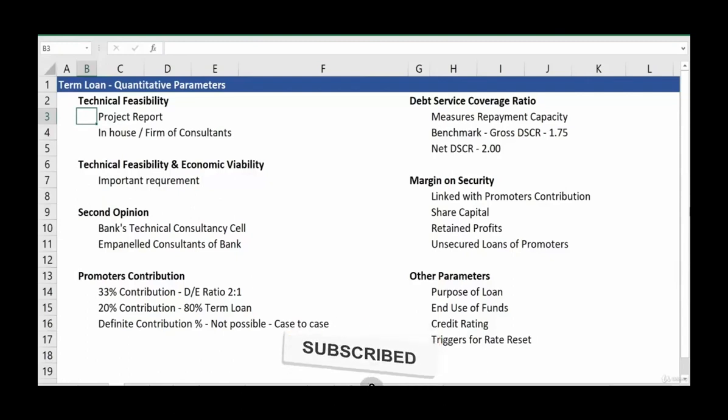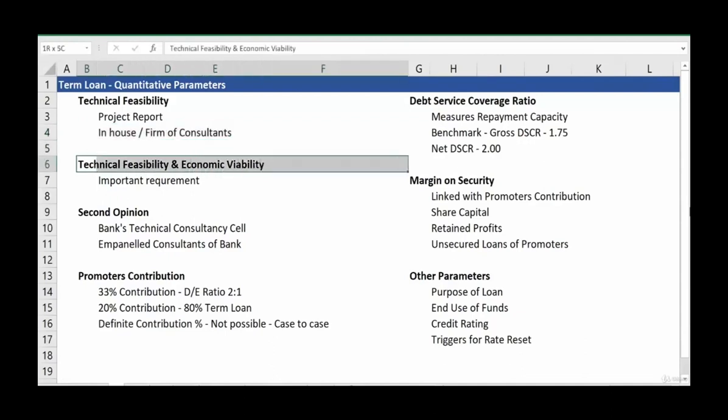Here banks will be asking for a project report to understand the viability of the project undertaken by the customer. This project report may be prepared in-house, or it can also be prepared by a firm of consultants or merchant bankers. Here the technical feasibility of the project and economic viability of the project is the foremost important requirement when it comes to funding long-term projects.